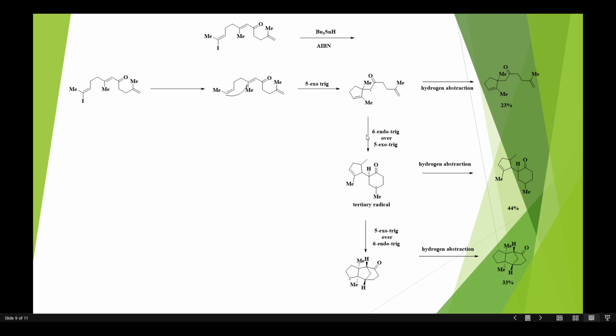And after that, what will happen? Some amount of this kind of radical will react to give the cyclization, the whole cyclization. In this particular case, you will get a 6-membered ring. You will see in this particular case, because of the stability of the tertiary radical, and the attack will happen from the primary center, that's why it will be possible to get a 6-membered ring.